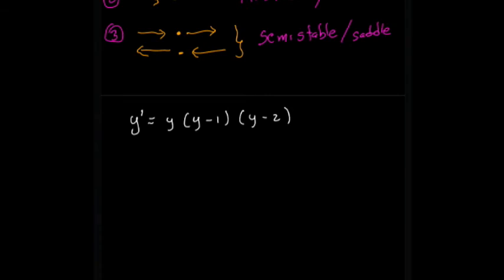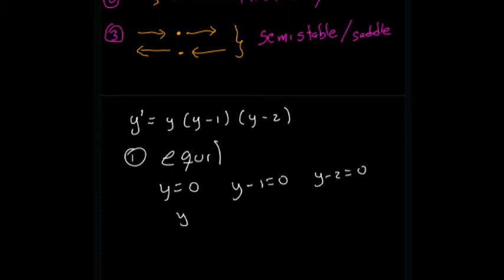So let's analyze. Again, we have this solution. The first step is to find the equilibrium solutions. So we have y equals 0, y minus 1 equals 0, and y minus 2 equals 0. So we have y equals 0, y equals 1, and y equals 2. Our second step is to classify, and for this classification we're going to use the graphical method.